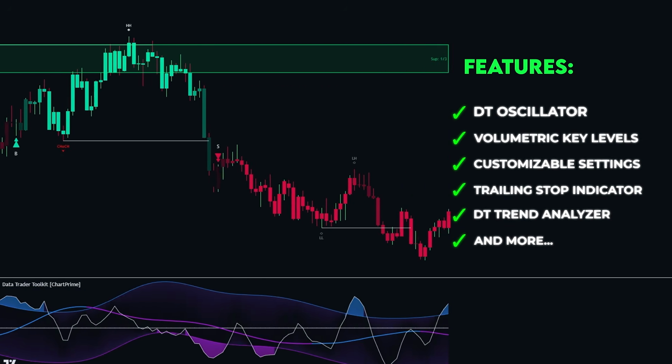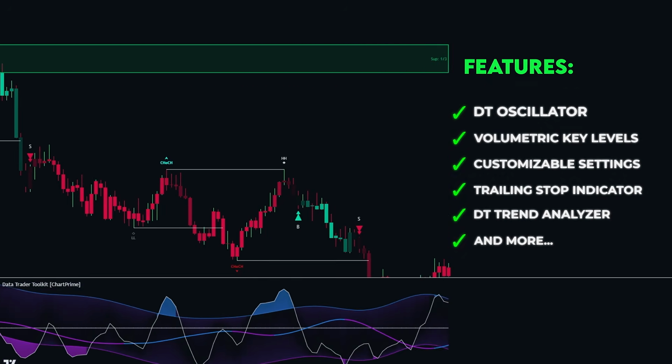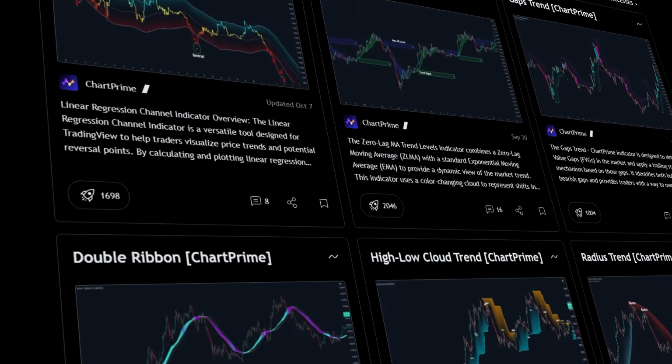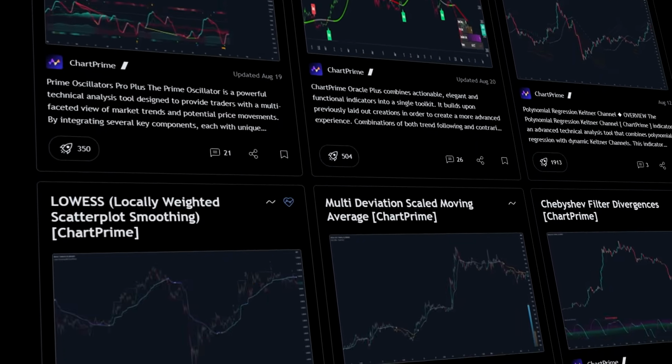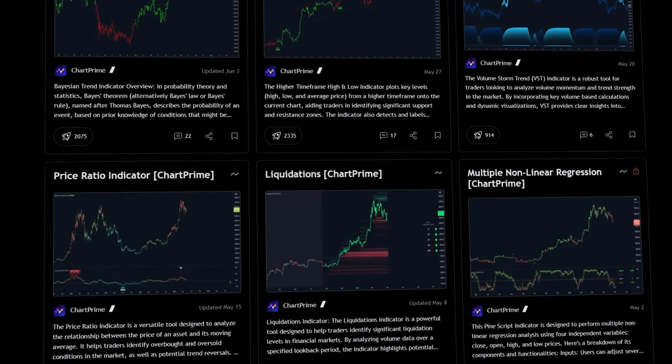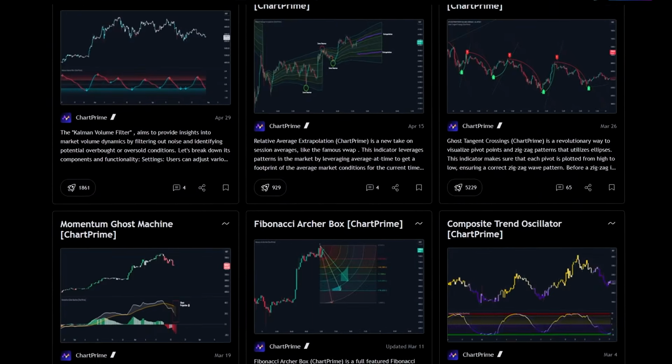To make sure that it's as accurate as possible, I teamed up with ChartPrime to help me create this indicator. Some of you may know these guys have published hundreds of indicators on Tradingview before and are one of the absolute best in the game, so you know they won't mess around when it comes to indicators.